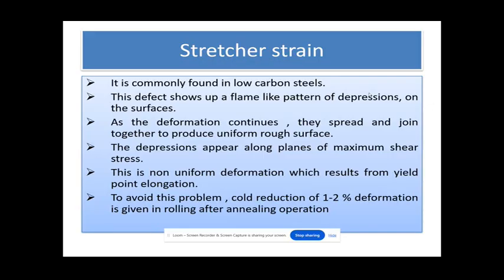The depressions occur along the planes of the maximum shear stress. This is non-uniform deformation which results from yield point elongation. To avoid this problem, you have to give a cold reduction of 1 to 2% before the annealing operation. During the rolling operation only, you have to give 1 to 2% cold reduction after the annealing operation.